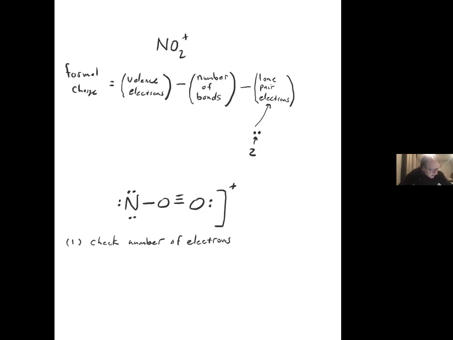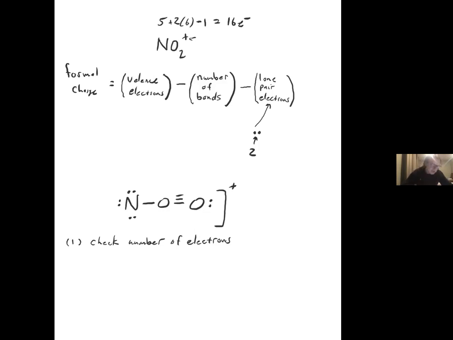Nitrogen is in group 5A, so it has 5 valence electrons. Oxygen is in group 6A, so it has 6 valence electrons. And then it's a plus. So remember, when it's a plus, you got to lose an electron, not gain one, but lose one. The plus means you're missing an electron, so you subtract it. So really what you get then is 16 electrons, right? It would be 12 plus 5 is 17, but you're subtracting 1, so it's 16.